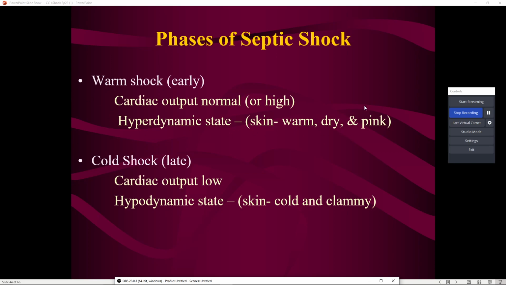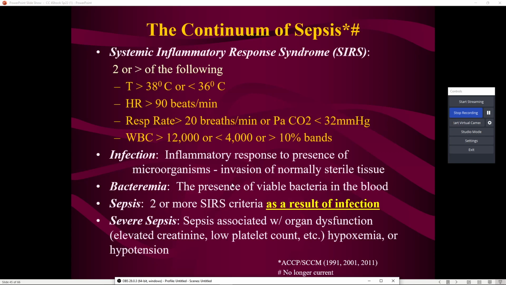We're fighting back. We're doing it. We're good. We're good. We are not good. We are no longer good. We are in what's known as a hypodynamic state.